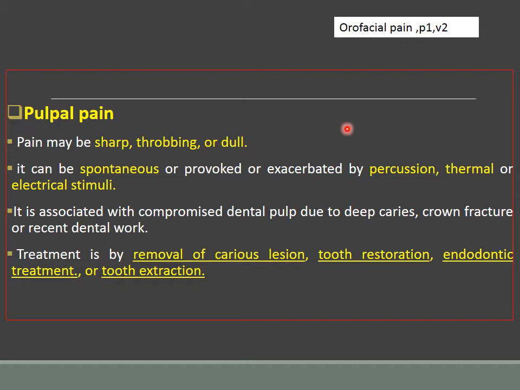It is associated with a compromised dental pulp due to deep caries, crown fracture, or recent dental work. When you take the history from the patient, he may have a deep cavity, or a new filling, or a fracture of the crown. You will know that the cause of the pain is dental. The treatment is by removal of the carious lesion, or endodontic treatment, or tooth restoration. And if there are no facilities, you might return to extraction of the tooth.